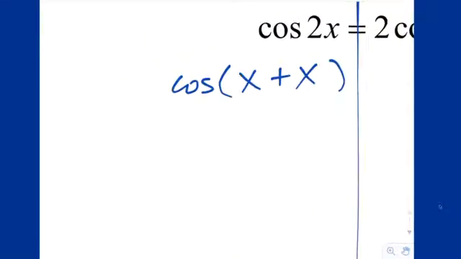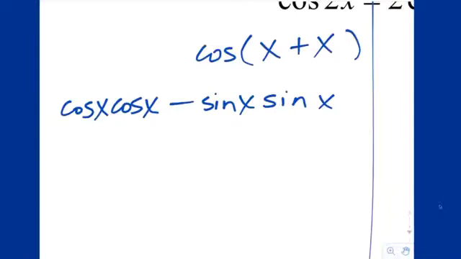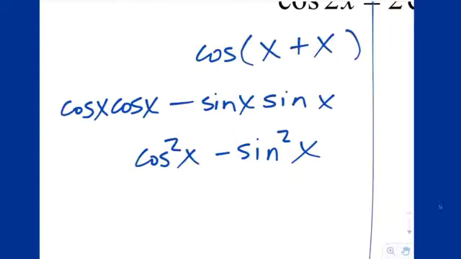And now we can use a previous identity, the composite identity for cosine, right? So it's cosine of the first, cosine of the second. And what happens with the sign? Changes, and if it was plus, now it's minus, and then it's sine of the first, sine of the second. And now if you combine like factors, you get cosine squared of x minus sine squared of x. And that is essentially the proof of the main version of this identity, cosine squared minus sine squared, which looks a lot like Papa PID.